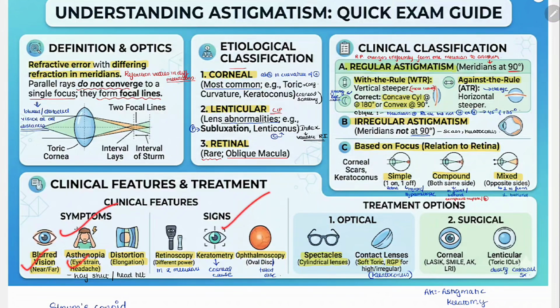Clinical features, that is symptoms and signs. There can be blurred vision, asthenopia and distortion. Signs include different powers in retinoscopy, keratometry to find the corneal cause, and in ophthalmoscopy we can see an oval optic disc. Treatment options include optical and surgical, where we can give cylindrical spectacles, soft toric or rigid gas permeable contact lenses, and in surgical ones we can do corneal operations like astigmatic keratotomy and limbal relaxing incision, and lenticular ones like giving toric IOL during cataract surgery.